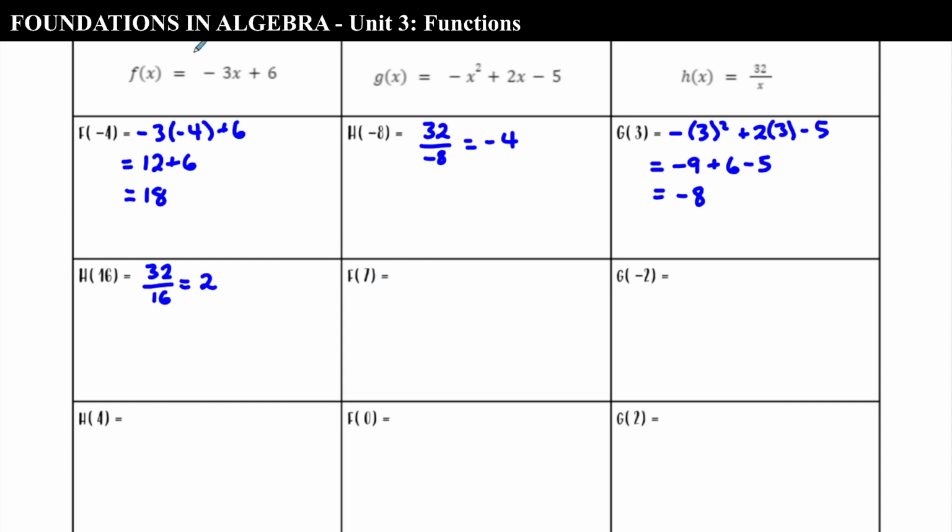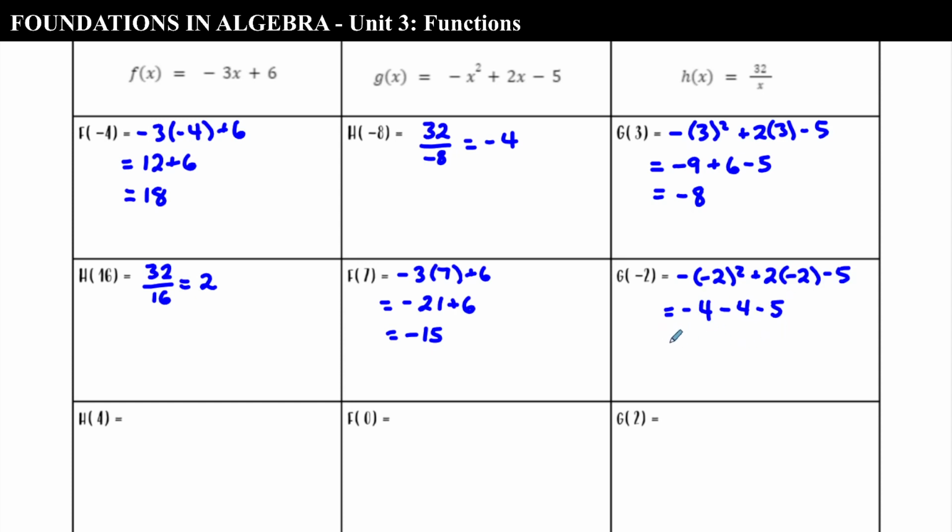For f of 7, we go back to the first function, negative 3 times 7 plus 6. That gives us negative 21 plus 6. And so we have negative 15. For g of negative 2, we're back to the middle function. So we got negative 2 squared plus 2 times negative 2 minus 5. So we have negative 4, because we squared the 2, negative 2 squared is 4, and we still have the minus out in front. 2 times negative 2 gives us negative 4 minus 5. So negative 4 minus 4 is negative 8, minus another 5 gives us negative 13.